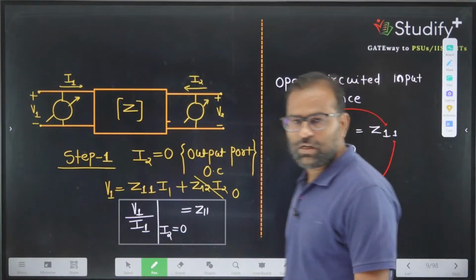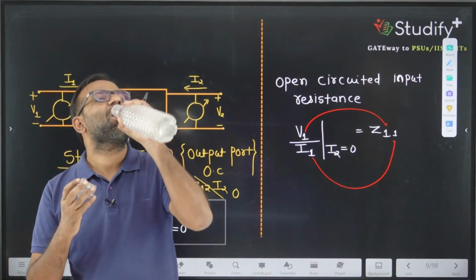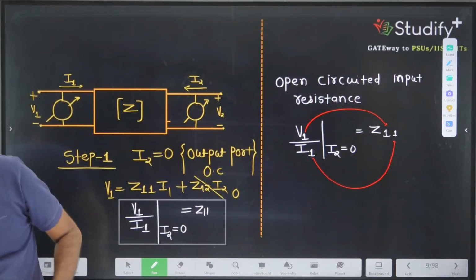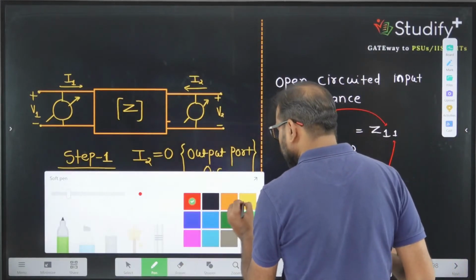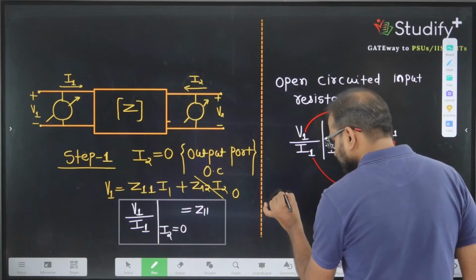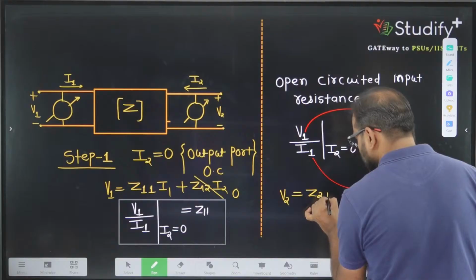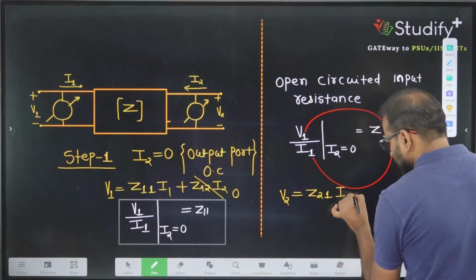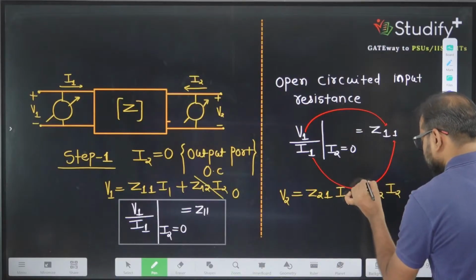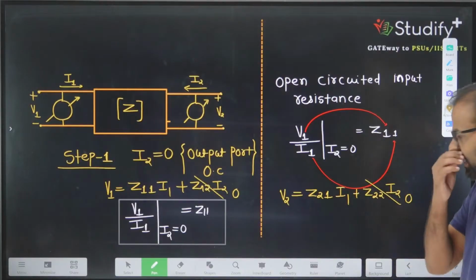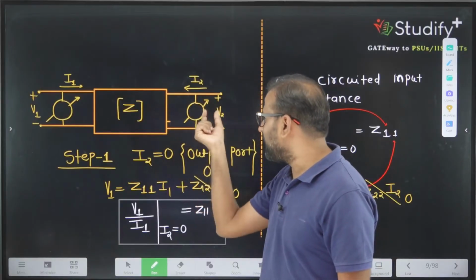So the first one comes from the numerator and the second one comes from the denominator. What is next? The next parameter comes from the second equation. What does the second equation say? The second equation says that V2 is equivalent to Z21 I1 plus Z22 I2. If I make I2 equal to 0, because the output port is open circuited, and you are taking readings of V1 and V2.